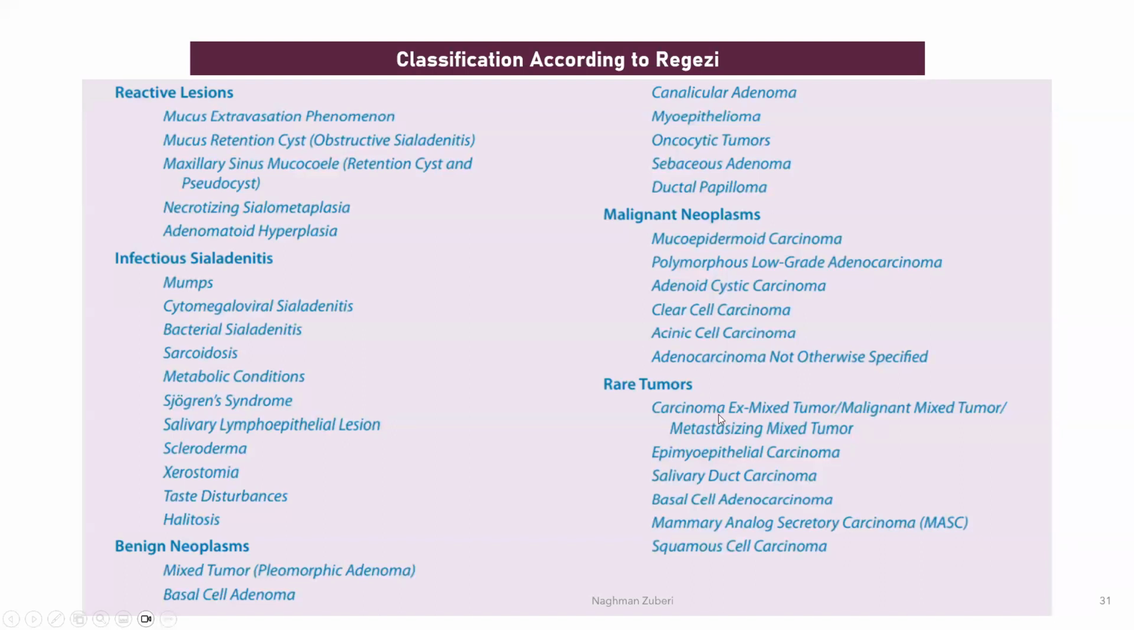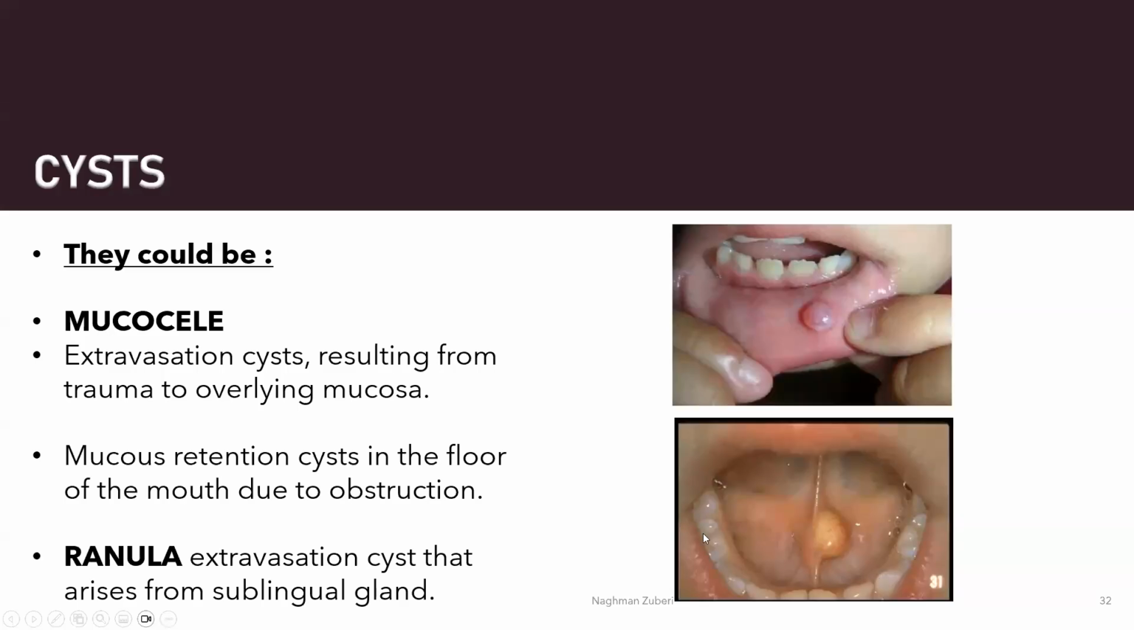Rare tumors: carcinoma, for example, coming out of the mixed parotid tumor. Previously, it was a mixed parotid tumor transformed into carcinoma. Malignant mixed tumor, metastasizing mixed tumor. Then epimyoepithelial carcinoma, salivary duct carcinoma, basal cell adenocarcinoma, mammary analog secretory carcinoma, and squamous cell carcinoma.